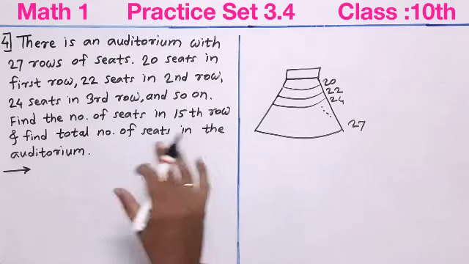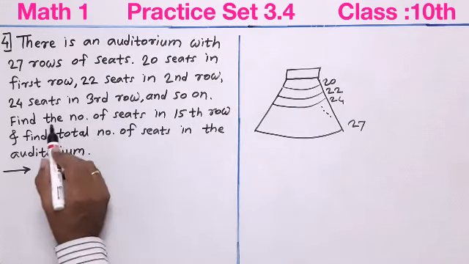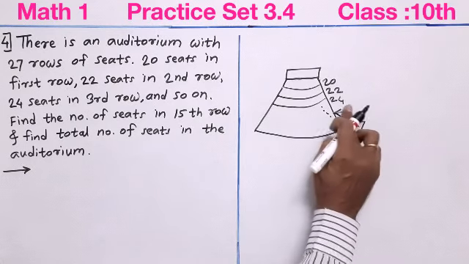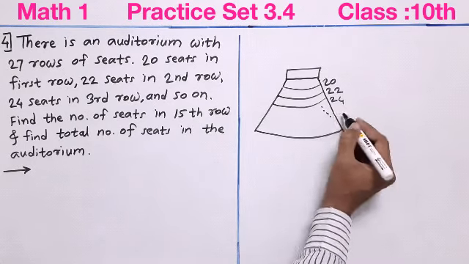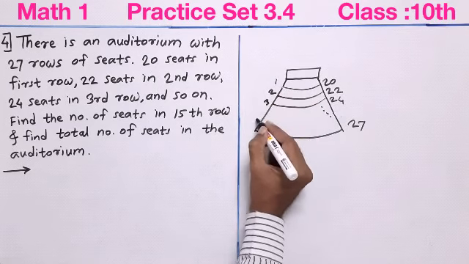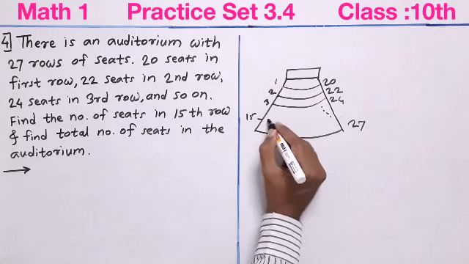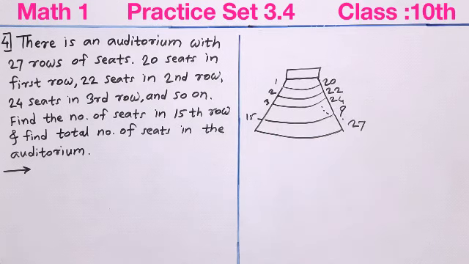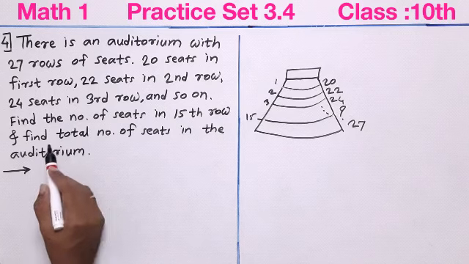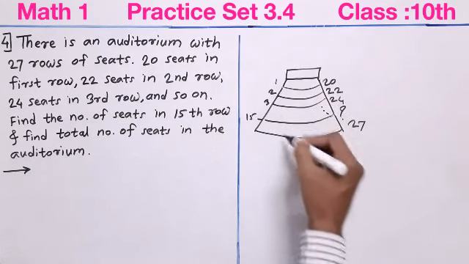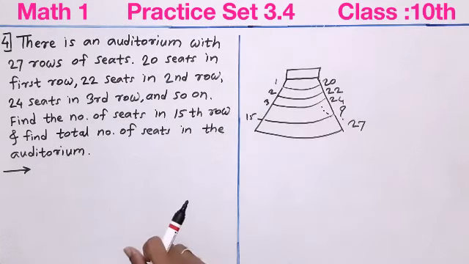Now which 2 things do we have to find out? We have to find the number of seats in the 15th row. Maybe the 15th row is here, just like here is the first row, this is the second row, this is the third row. Maybe here is the 15th row, and we have to find the number of seats here. The second thing we have to find out is the total number of seats, that is, how many seats are in the auditorium.